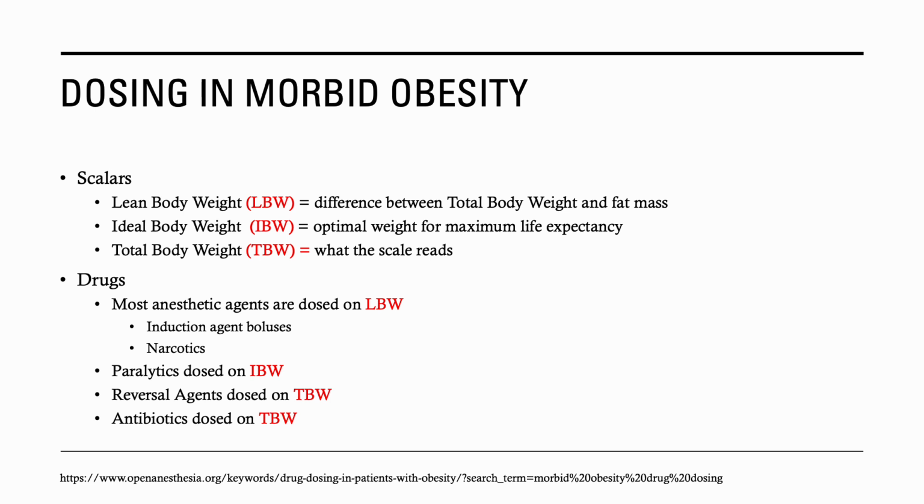Now, different drugs are dosed in different ways based on these three scalars. Most of our agents are dosed on lean body weight. These include induction agent boluses and different narcotics. Paralytics tend to be dosed on ideal body weight. And the exception here is Sux, which is based on total body weight. And reversal agents are also based on total body weight, as are antibiotics.